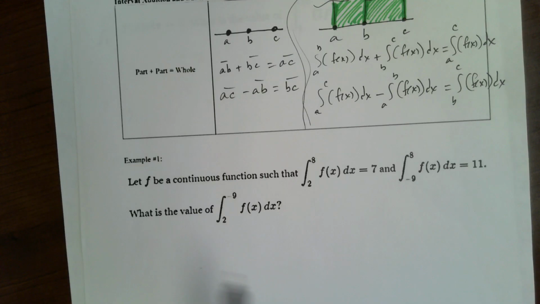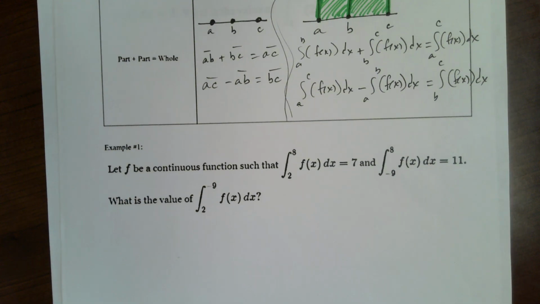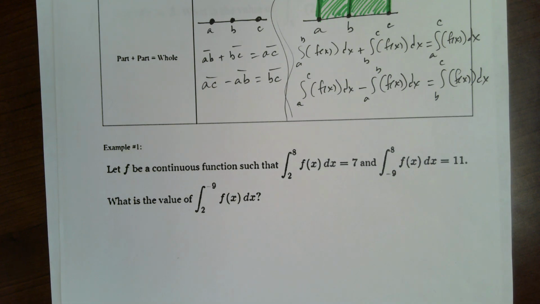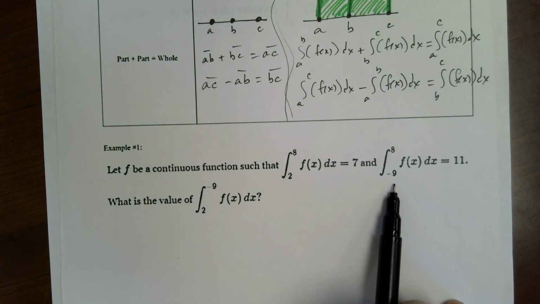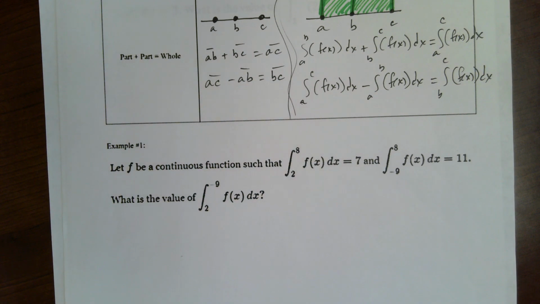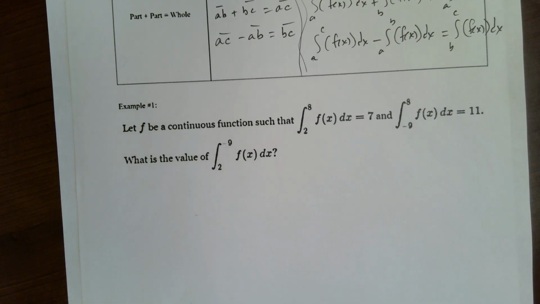Okay, so anyway, let's do 2 examples. Let f be a continuous function. That's important because otherwise the integral doesn't exist. You can't take the area under it if we're not continuous. So let f be a continuous function such that the integral from 2 to 8 of f of x is 7, and the integral from -9 to 8 of f of x is 11. What is the value of the integral from 2 to -9 of f of x?